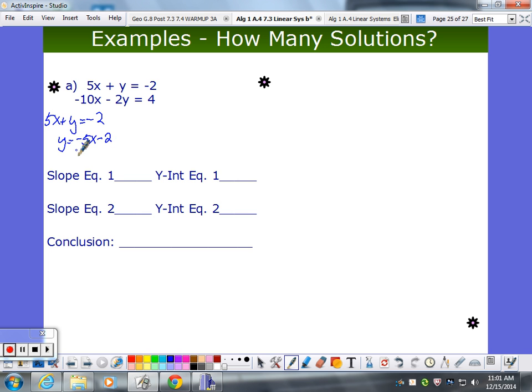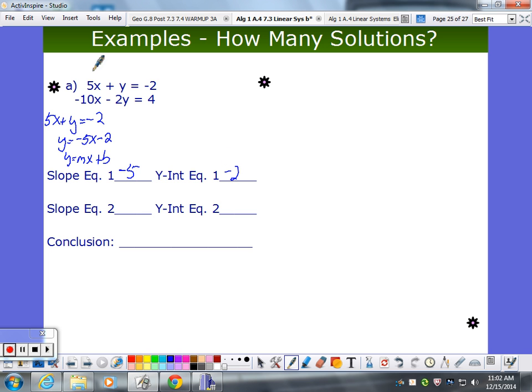Subtract 5x. So what's my slope here? Your slope is negative 5. So m is slope, b is y-intercept. So what's my slope? Negative 5. And what's my y-intercept? Negative 10.